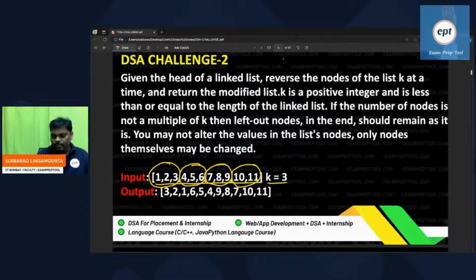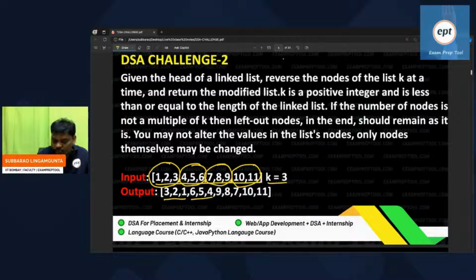The last group is a little different. If k equals 3 is not possible, and fewer than that remain, keep them as they are. So the first three nodes, if you reverse, become 3, 2, 1. The second three nodes, if you reverse, become 6, 5, 4. Remember, in the first group, after reversing, the first one becomes the last one.